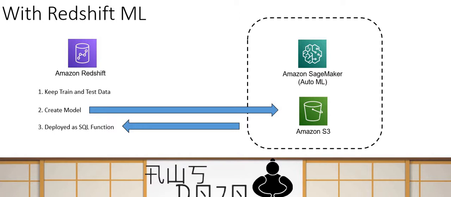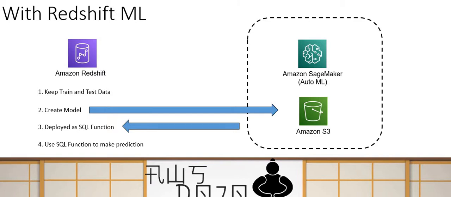And then all you need to do is simply use this SQL function to make predictions inside Amazon Redshift. As you can see, it does not involve multiple steps of exporting, then modeling, then deploying, then making predictions, and then importing back. All those things are gone.